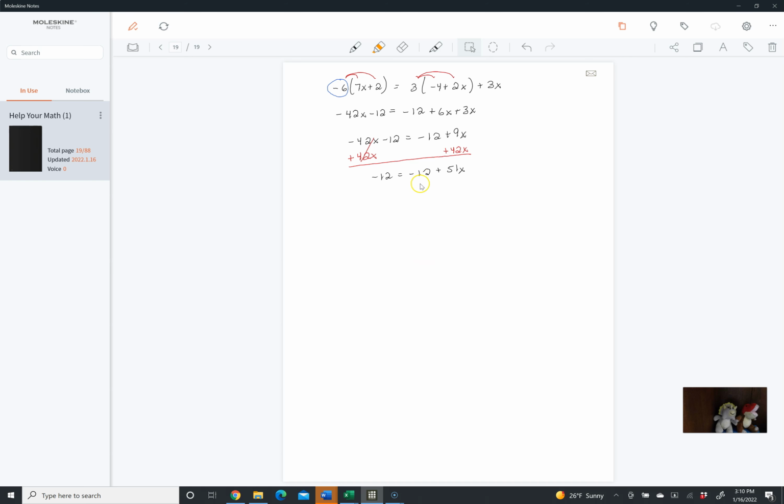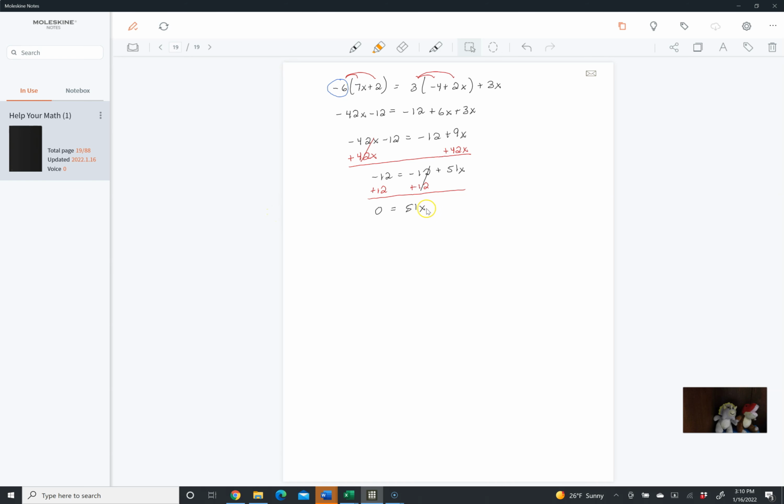So now we need to get the constant over to the left because we can't have a constant and a variable on the right. So inverse operations, we have a -12. So to get rid of it, we're going to add 12. Adding 12 to both sides. And actually, this is rare, but it does happen. -12 plus 12 is 0. So we just get a 0 on the left here. That's okay. So 0, the -12 plus 12 is also 0. 0 is equal to 51x.